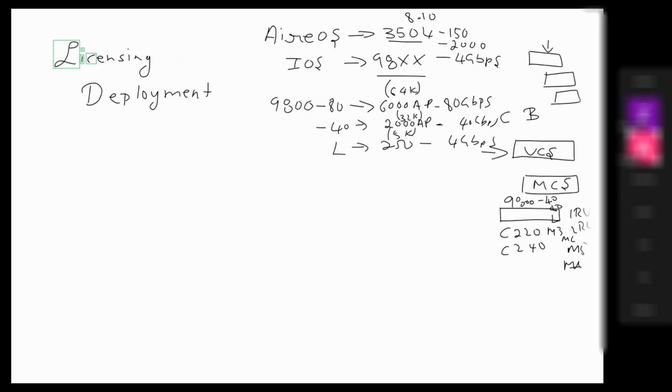So this is one hardware, one software. Even if you take the 3504, it is one hardware, one software. So there will be one 9800. This is called the appliance model.